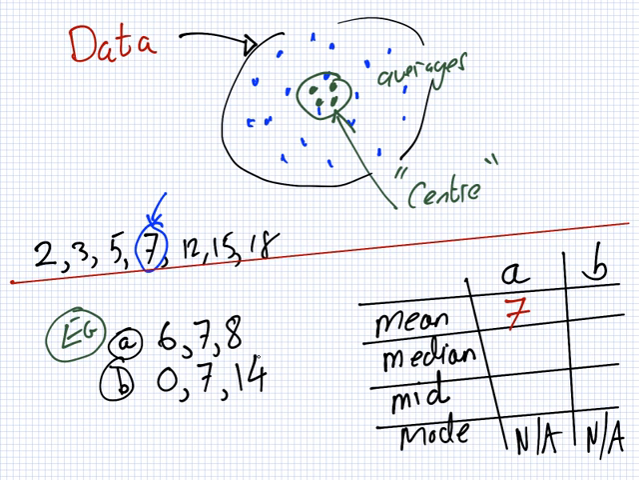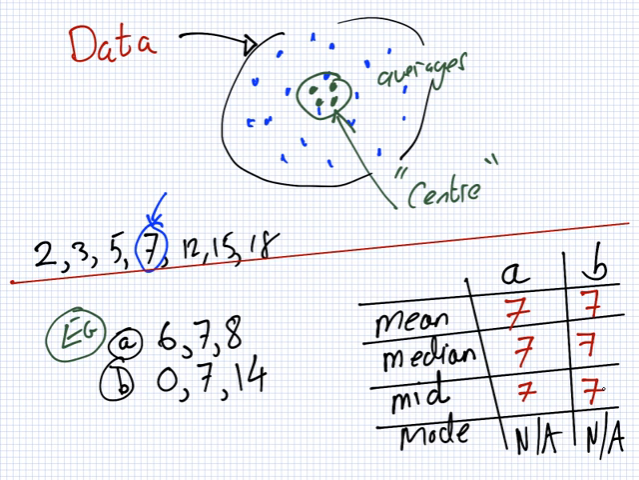What did you get for the mean for B? I kind of disregarded the 0. Don't be doing that. Yeah, 7. Okay, the median? 7. The mode? 7.